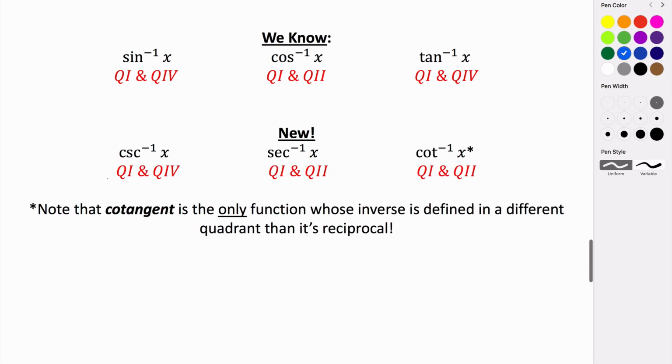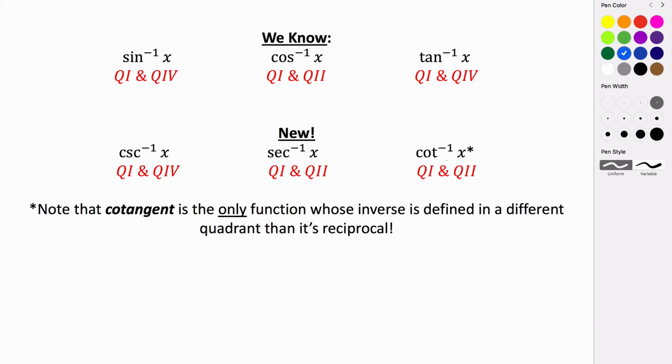So when we look at the reciprocal functions, the inverse cosecant, inverse secant, and inverse cotangent, the inverse cosecant and inverse secant, the angles that they're restricted to and the values that we're going to get in the output are going to be the same as their reciprocal functions. So the inverse cosecant is going to give us outputs in quadrant 1 and 4. The inverse secant is going to give us angle measures in quadrants 1 and 2 as their output.